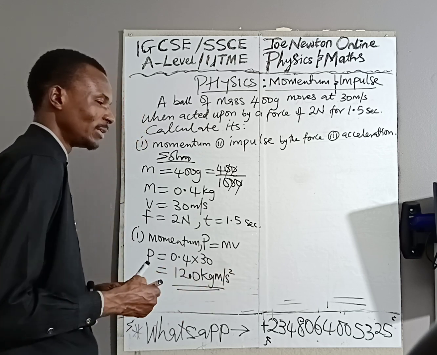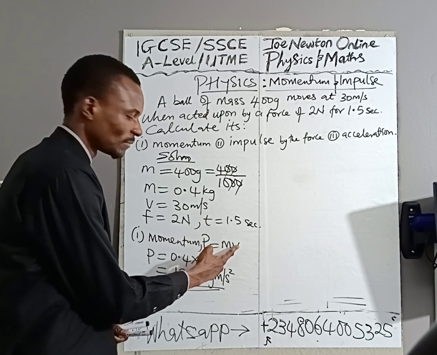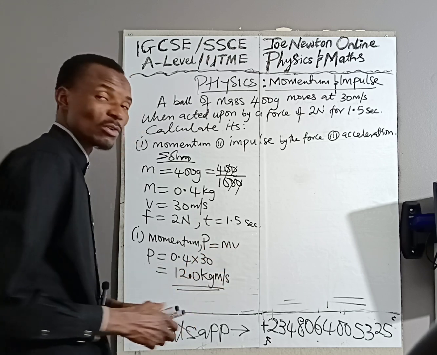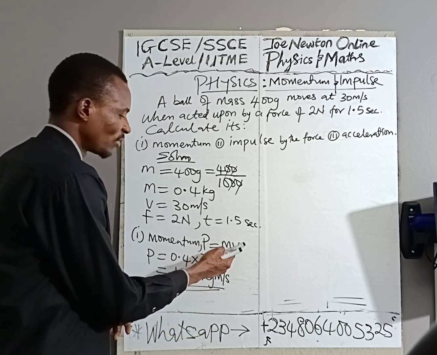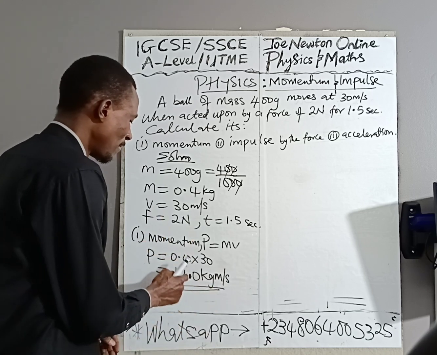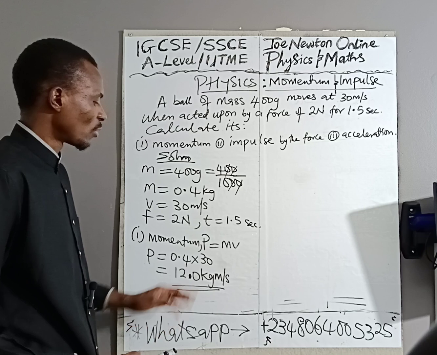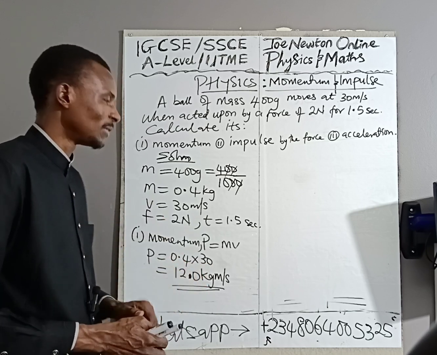So we have 12 kilogram meter per second. How do we get this unit? The unit of mass is kilogram. Velocity is meter per second. Sorry, meter per second, not per second square. The unit of mass is kilogram. Velocity is meter per second. So the unit now becomes 12.0 kilogram meter per second, because 30 times 4 is 120. We have one decimal point and we'll put it.